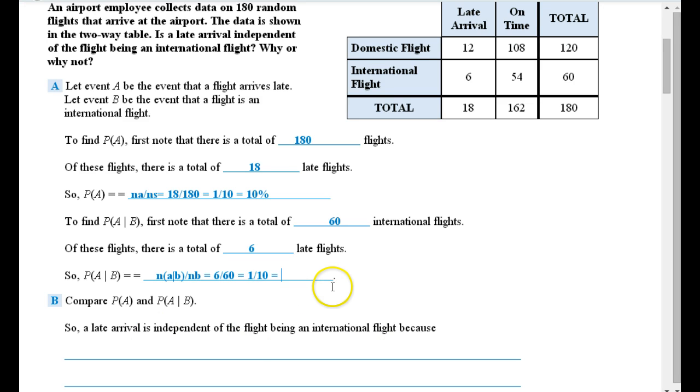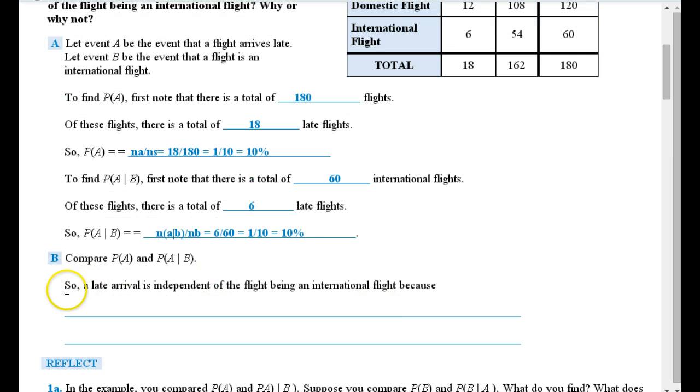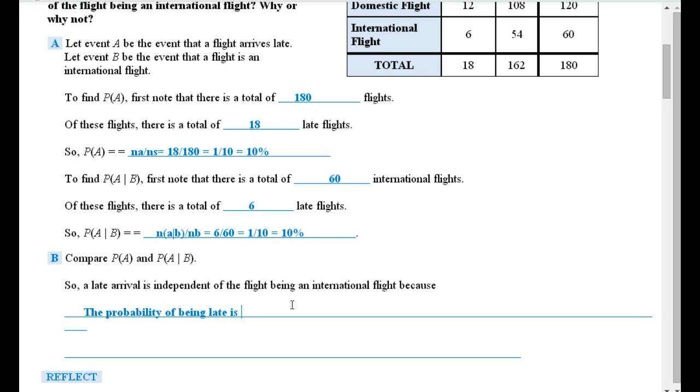That's also 10%. So we compare these probabilities. We have 1 over 10, or 10%, if she was just on a normal flight, and 1 over 10, or 10%, if she was on an international flight. So we can conclude that a late arrival is independent of the flight being international, because the probability of being late is the same whether she is on an international flight or not.